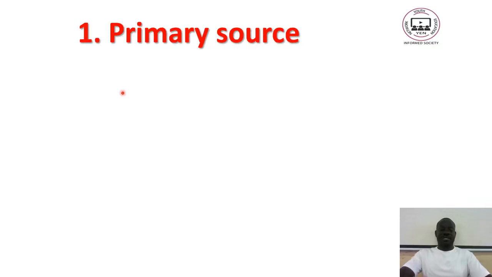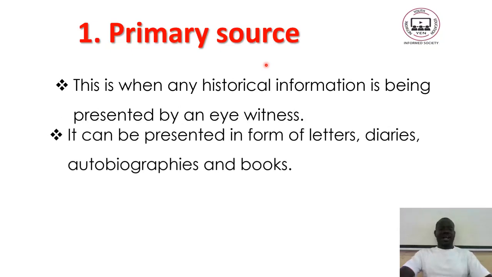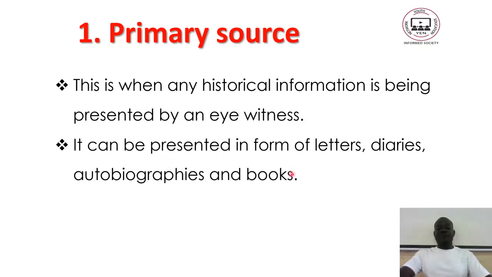The primary source. This is when historical information is presented by an eyewitness. Someone who was there is the one who is telling the historical information or the event. So that one is a primary source. And it can be presented in the form of letters, diaries, autobiographies, and books. A book can be written by someone who was there. Then we see that, yes, this historical event was really true.